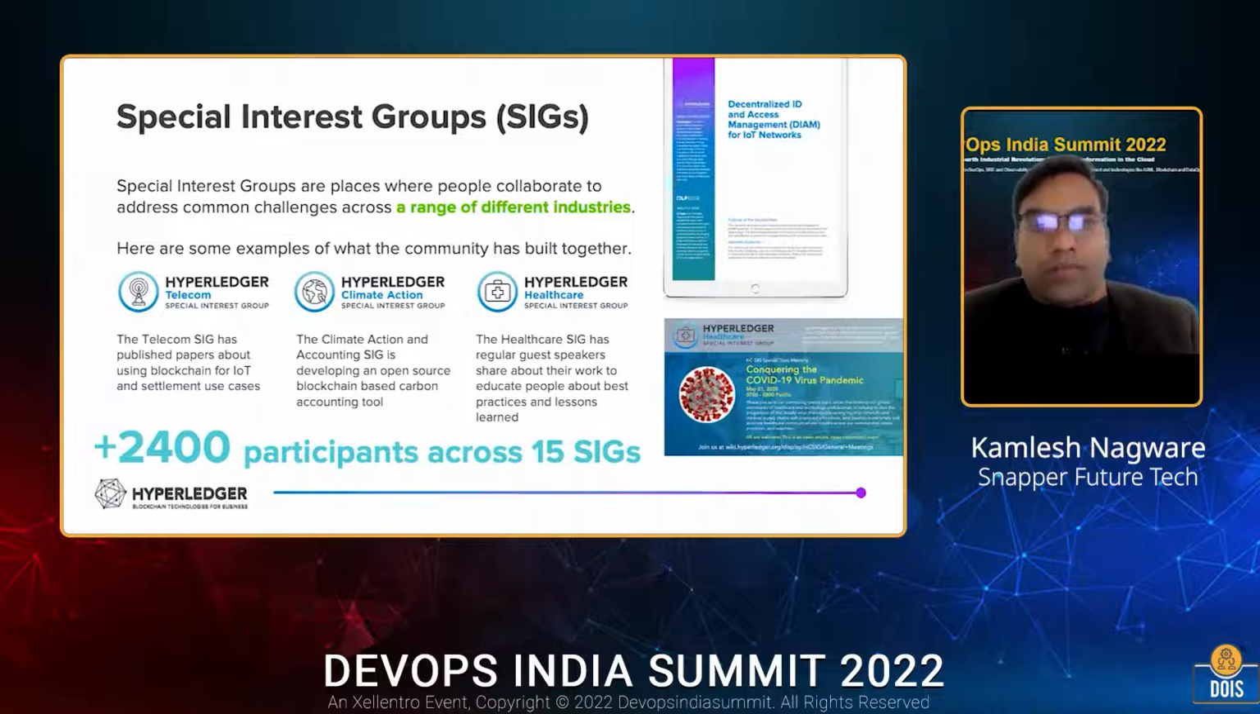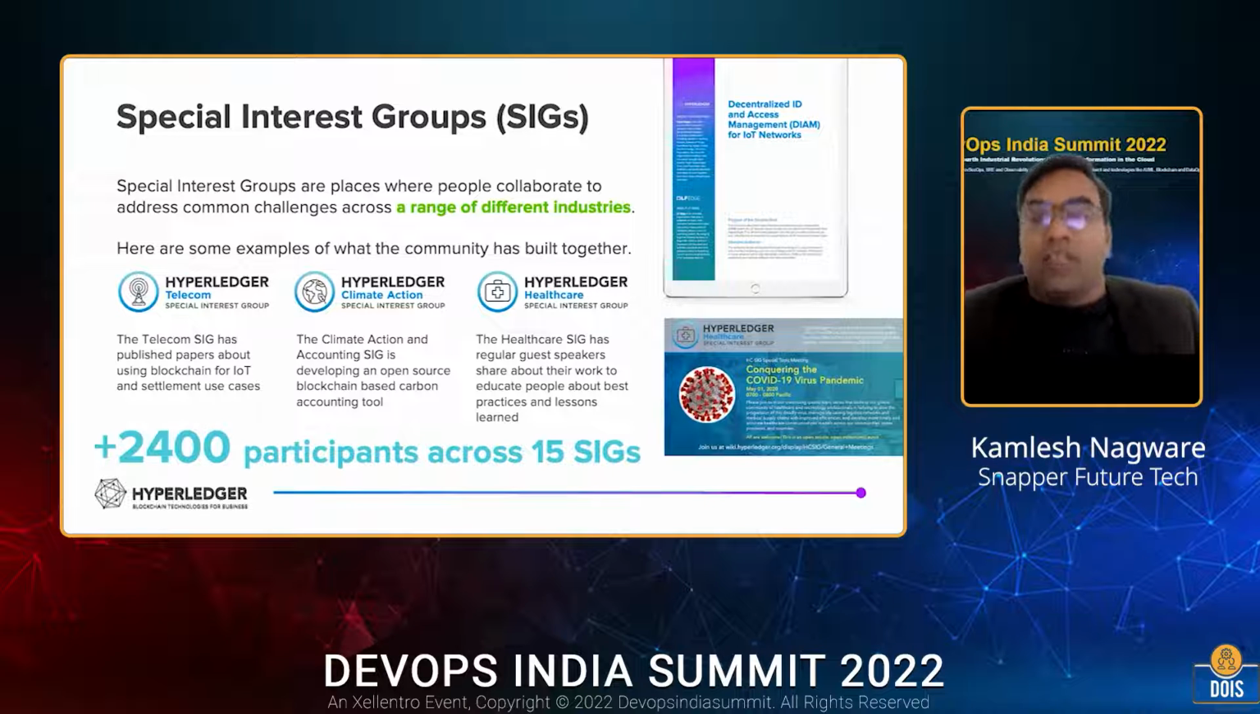In the Hyperledger community, it's not just the source code, the technical part, but also providing the platform and the exposure to build across use cases, and providing for companies working in specific spaces like healthcare, telecom, climate. Even if you are working in a segment which is not covered here, you can propose creating a new SIG.